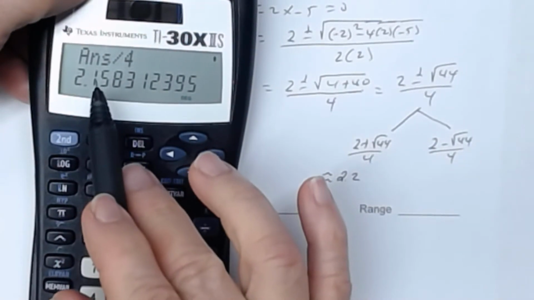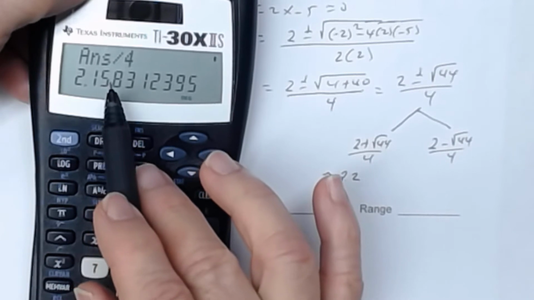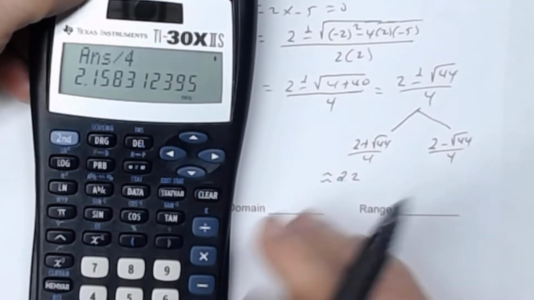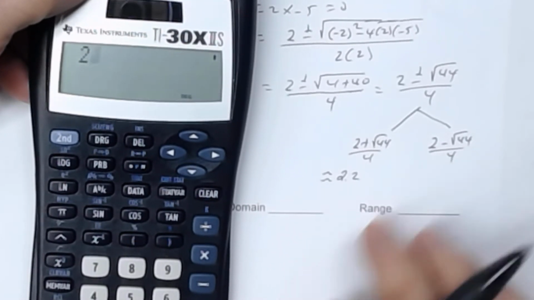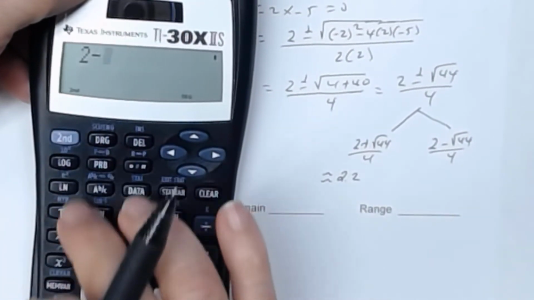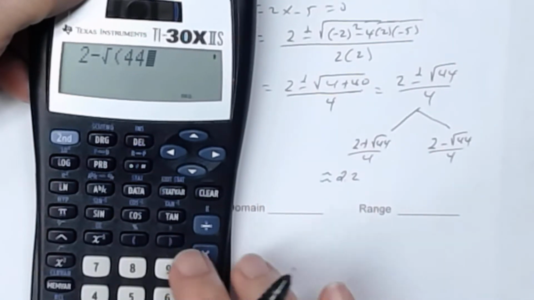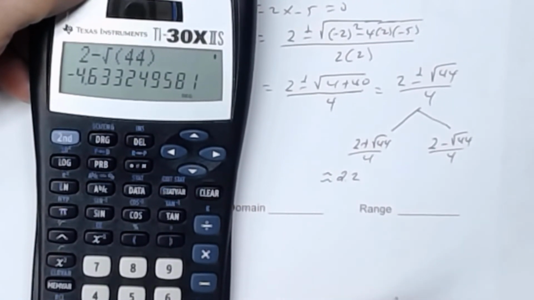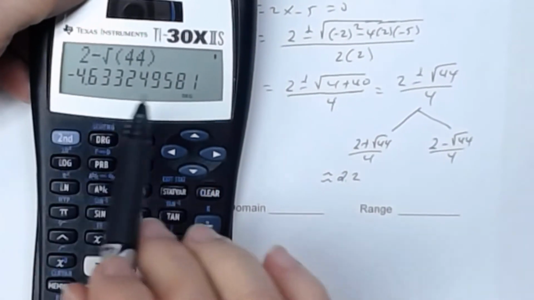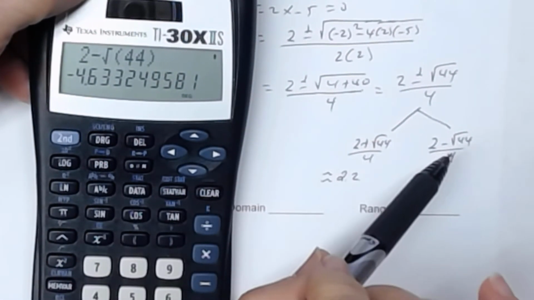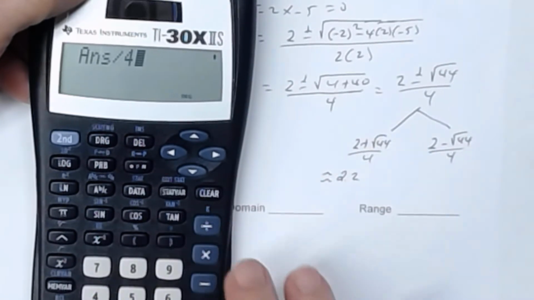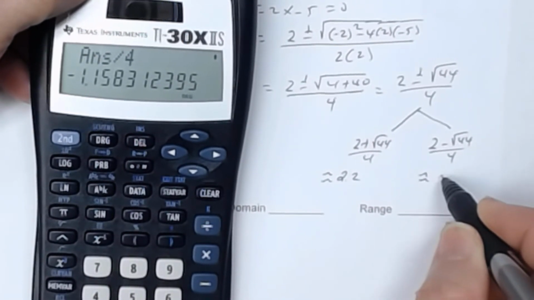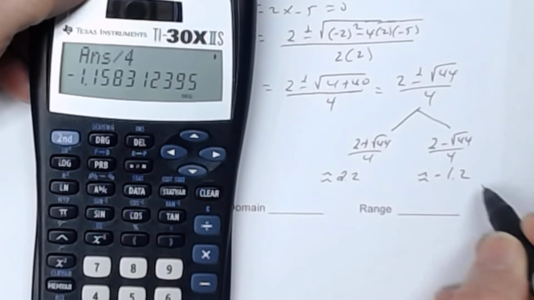So to the nearest tenth, 2.2. This is 5 or bigger, so remember, you have to add 1 to that. Okay, the next one: 2 minus the square root of 44, close the parentheses, press equal. That is just your numerator, and now you have to divide by 4. So divide by 4, and the other x-intercept is approximately equal to negative 1.2.